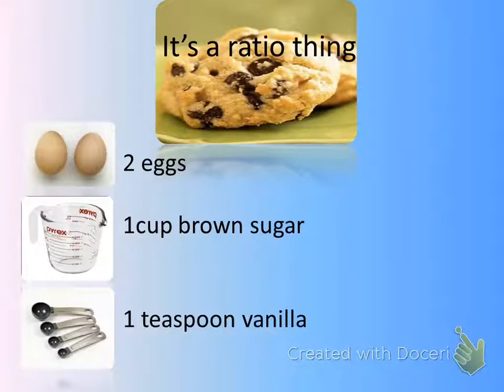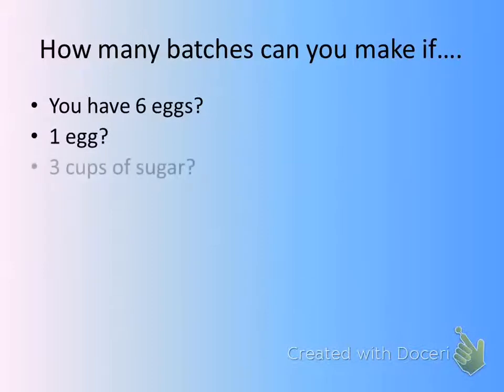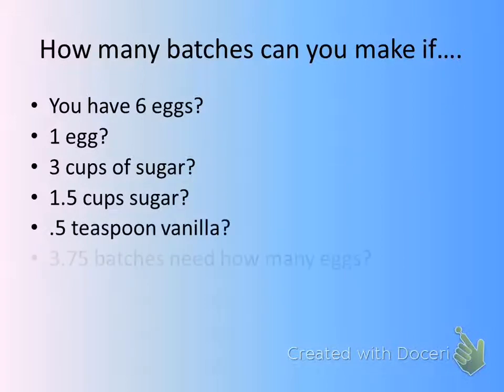If you don't know the ratio, all you know is you have eggs, sugar, flour, milk, butter. How do you know the order and in what quantities to combine them to make the product? So if we had 6 eggs, we know that we could make 3 batches going off that 2-to-1 ratio. 1 egg would make a half a batch. 3 cups of sugar would give us 3 batches. 1.5 cups of sugar would give us 1.5 batches, and so on.